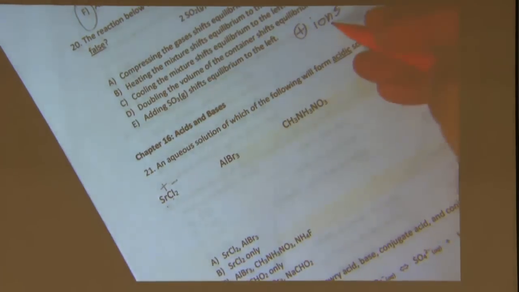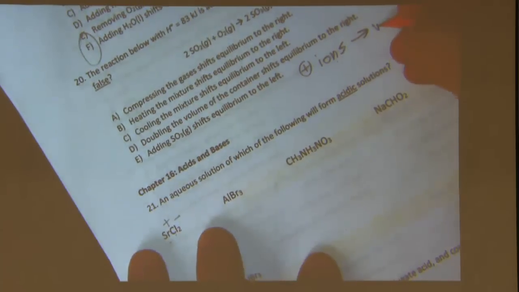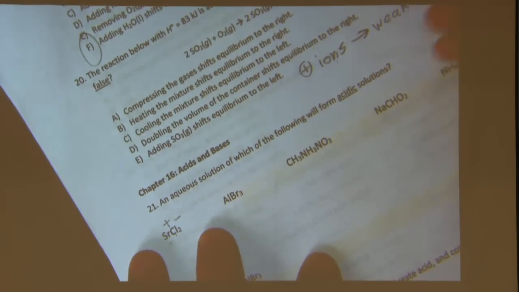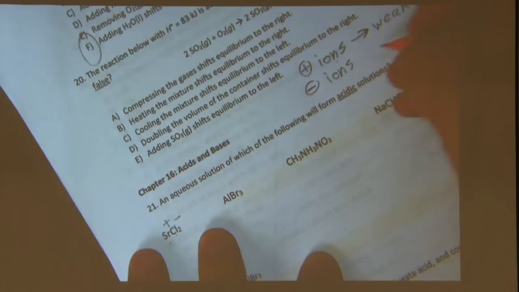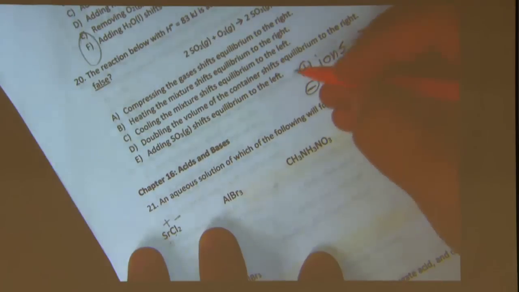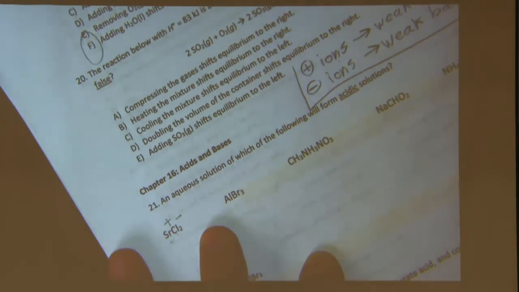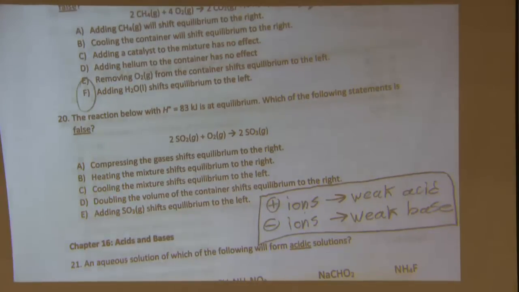The positive ion can always act as a weak acid, and the negative ion can act as a weak, what do you guys think? Base, that's right, weak base. This is a really important statement, so make sure you memorize this. This is very different from what you've seen in the textbook, but this is what they're trying to say in just a couple words.